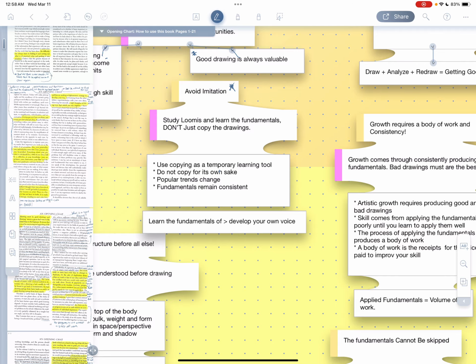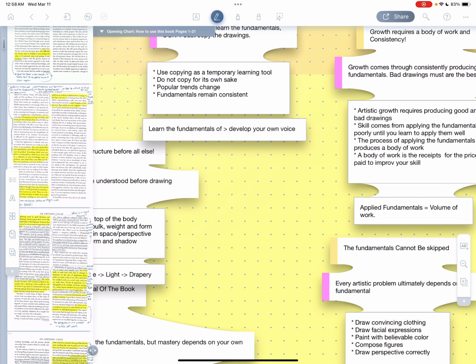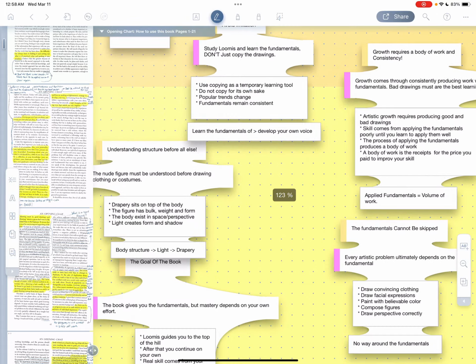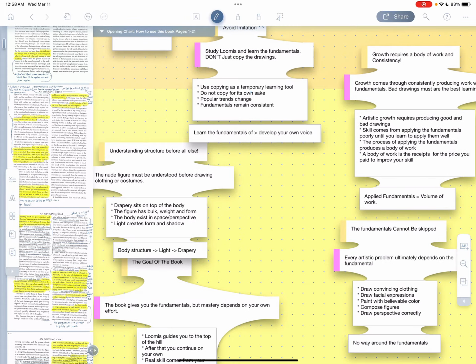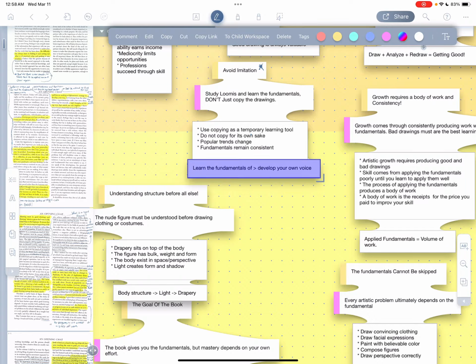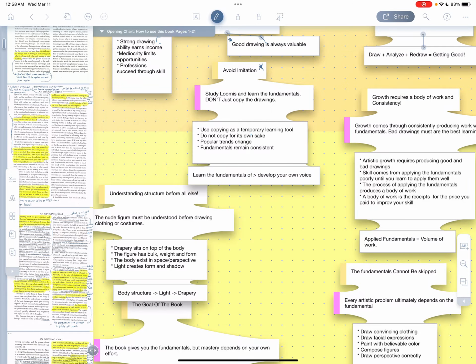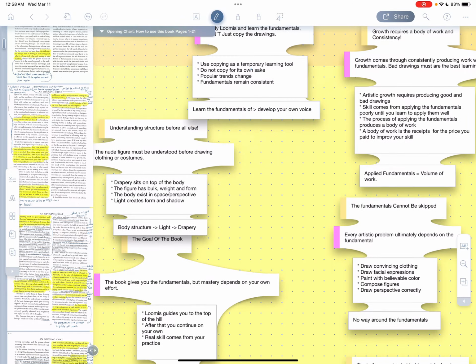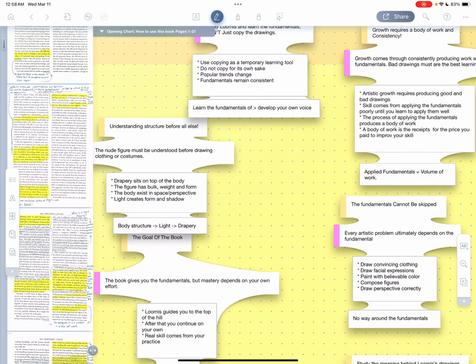Now people are thinking about animation, comic books, 3D animation and things like that. These guys aren't really thinking about being a poster artist anymore, working for a magazine anymore. Learn the fundamentals, develop your own voice, understand structure before all else.